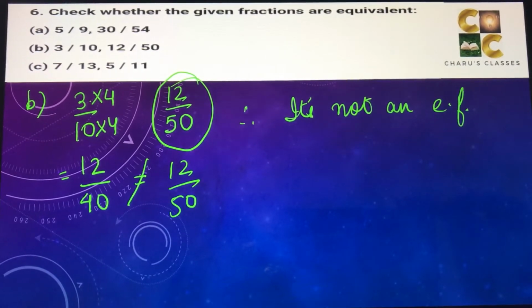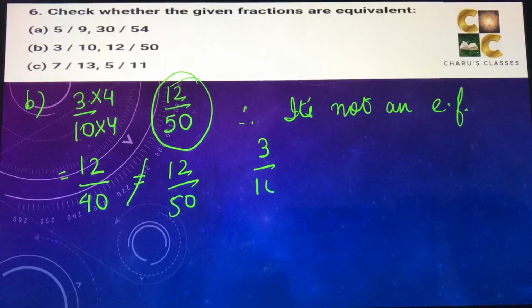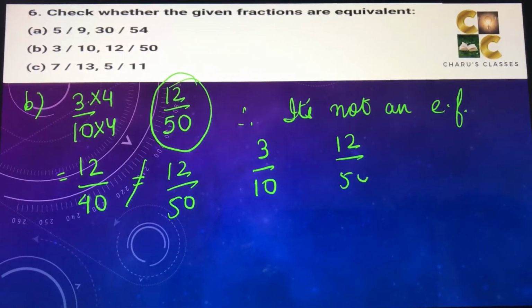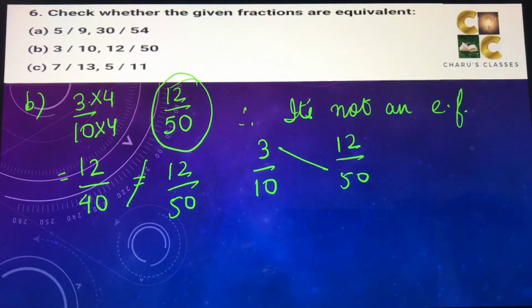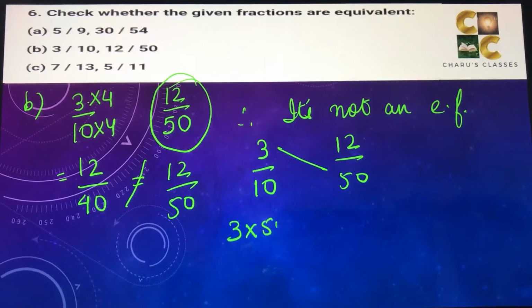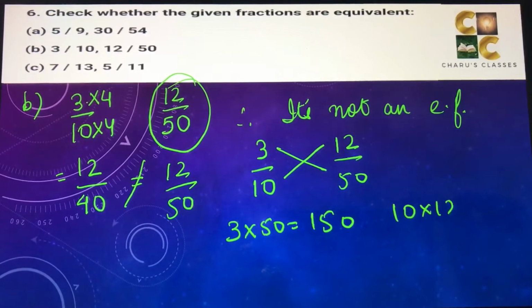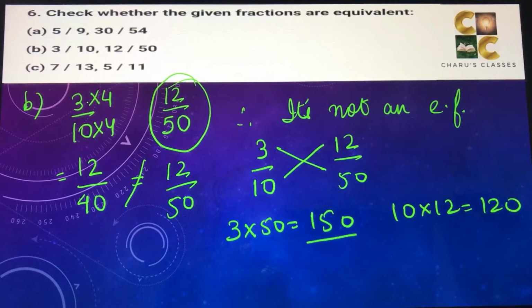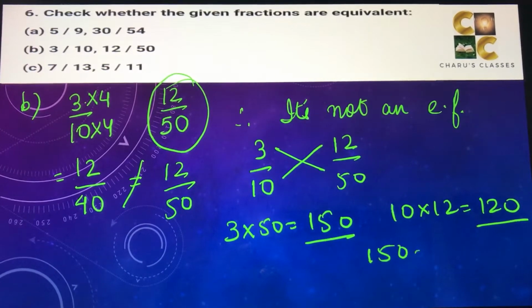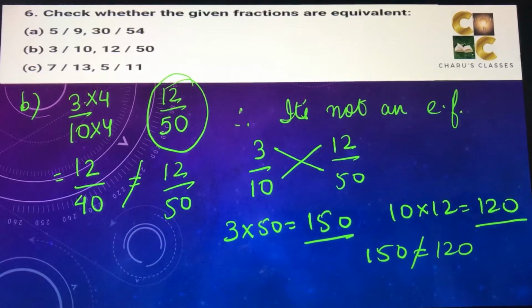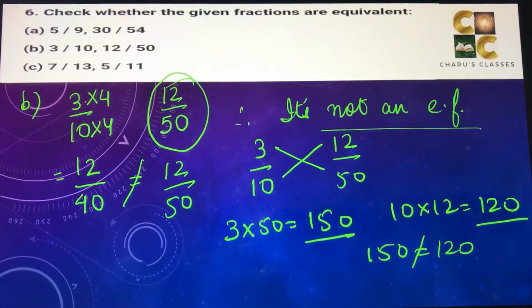And as I told you, हम दूसरा तरीका भी कर सकते हैं. 3 by 10 है and 12 by 50 है. So we cross multiply. So 3 into 50 हमें मिल रहा है 150 and 10 into 12 we are getting 120. So 150 and 120 are not coming equal. So again, it's not an equivalent fraction.